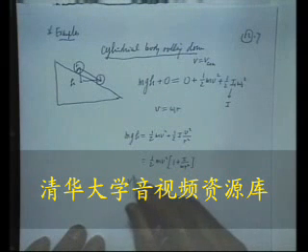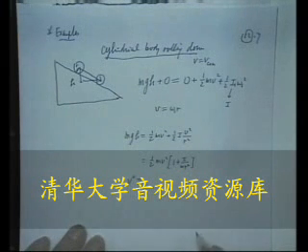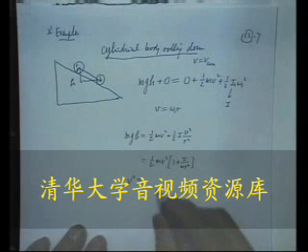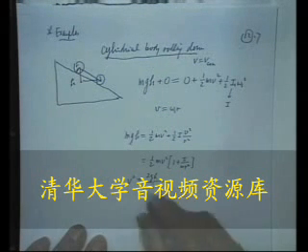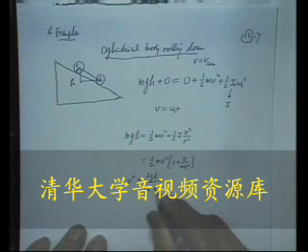Which says v squared is equal to 2gh divided by 1 plus I over mr squared.